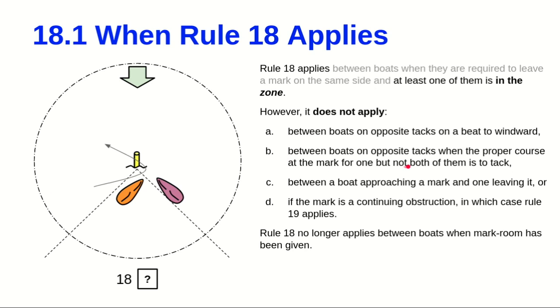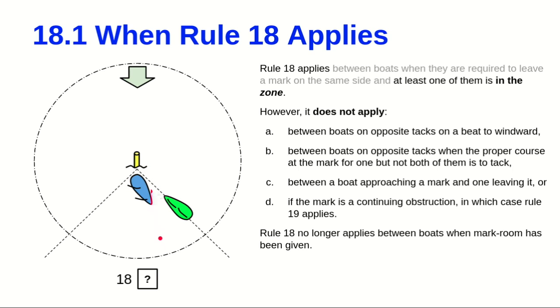Between boats on opposite tacks when the proper course at the mark for one but not both of them is to tack. So these boats are on opposite tacks and the proper course to go this way is for one of them, orange, to tack, but not for purple to tack. So clause B applies here. These boats are on opposite tacks and orange has to tack at the mark, but purple doesn't. So therefore, by that exclusion, Rule 18 doesn't apply in this case. It's just a simple port-starboard. It's as if the mark didn't exist.